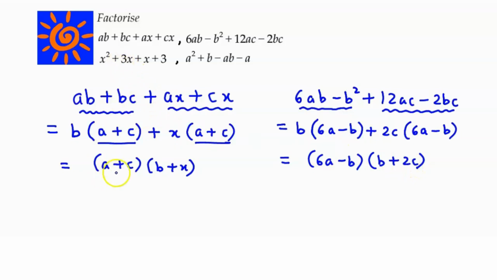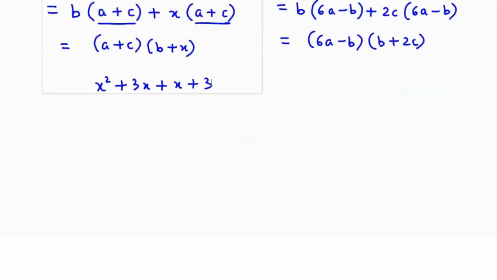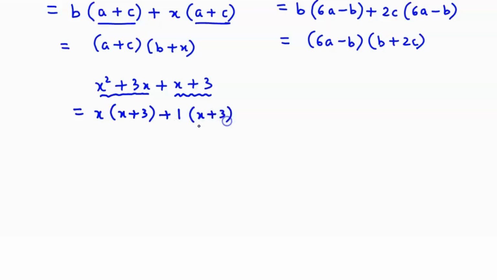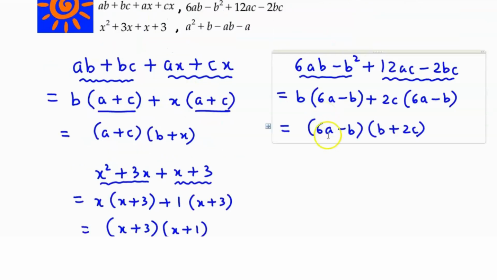Now let's go for the next one, that is x² + 3x + x + 3. Let us factorize this expression. Now from the first and the second term we could take x common, so within brackets we have x + 3, and from the third and the fourth terms we could take 1 as the common factor, so within brackets we have x + 3. So finally our factors are (x + 3) into (x + 1). Now let's see the fourth one.